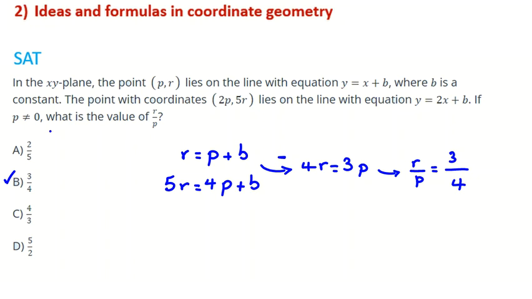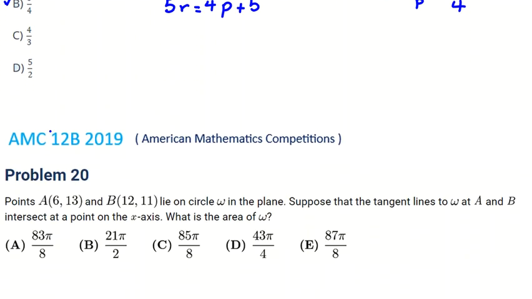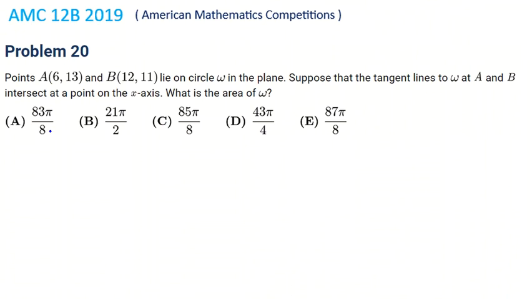This problem was easy. Let's solve a problem from coordinate geometry that is a bit harder. It says points A and B lie on circle omega in the plane. Suppose that the tangent lines to omega at A and B intersect at a point on the x-axis. What's the area of omega?